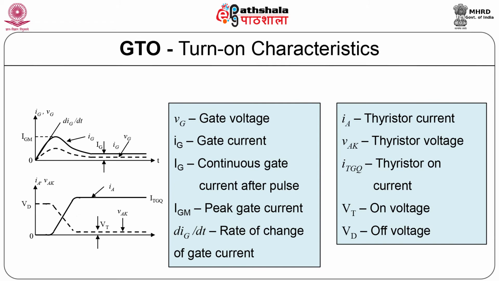If you see the turn on characteristics of the GTO, it is more complicated than the normal SCR, which is shown in the figure. From the figure, it is visible that initially we require a high current pulse to the GTO with high dig by dt, that means a high rate of change of gate current. After giving the initial gate pulse, we require a constant gate current given to the GTO gate.